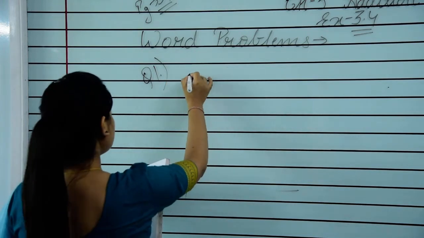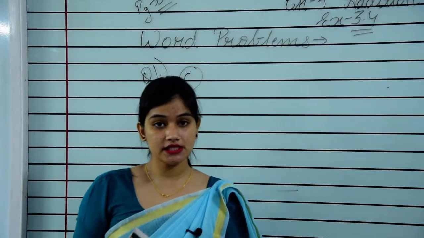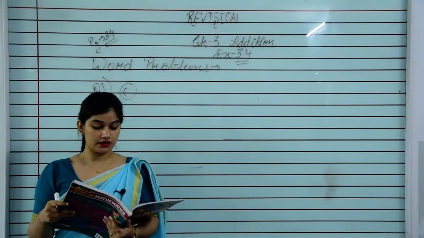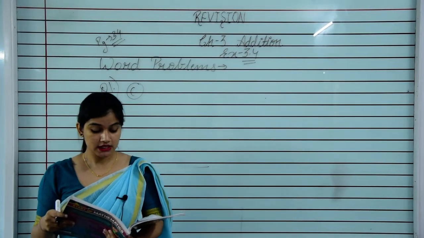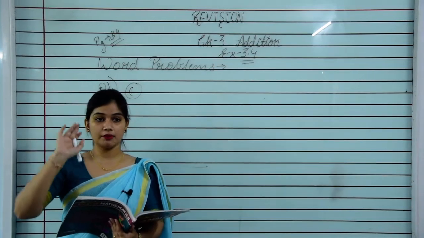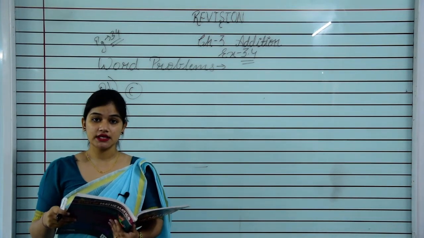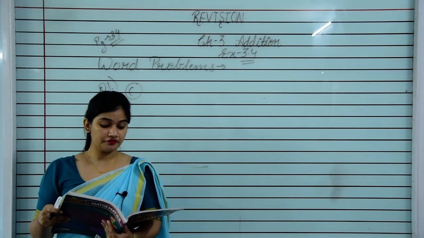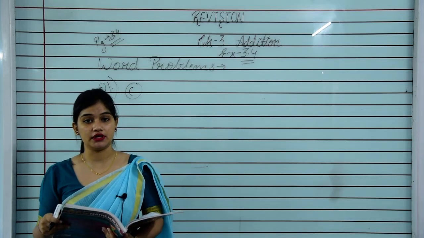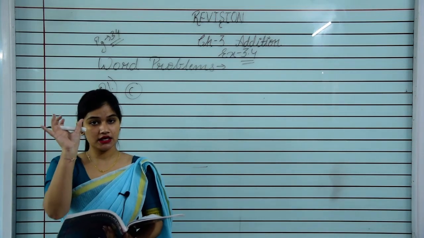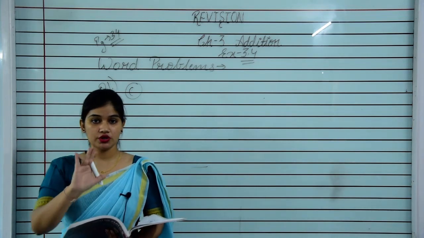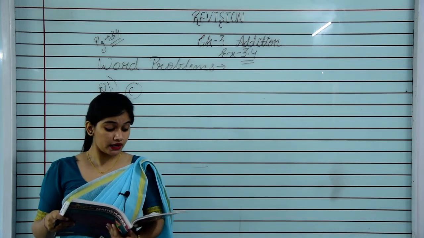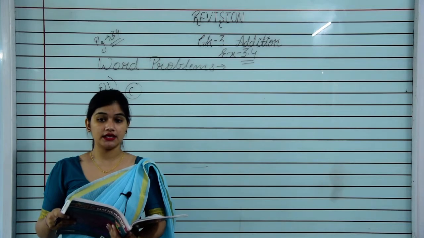Now I am explaining you C part of this question, and the C part is, in a factory the workers packed 3725 packets of chocolates in the morning. Then 1968 packets in the afternoon and 2560 packets in the evening. How many packets of chocolates did the workers pack in a day?